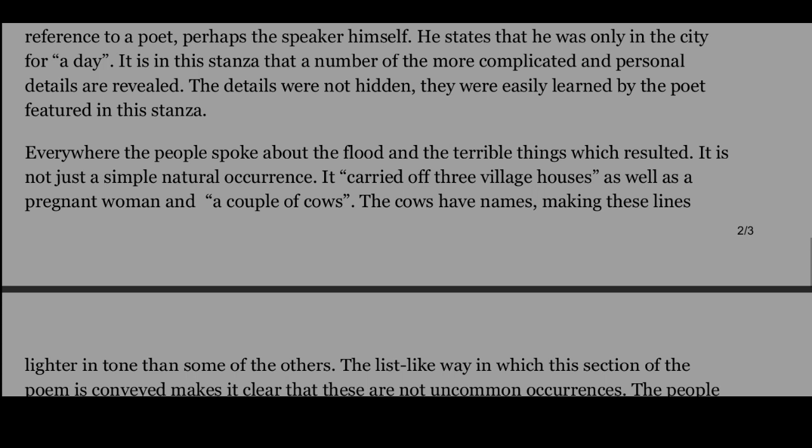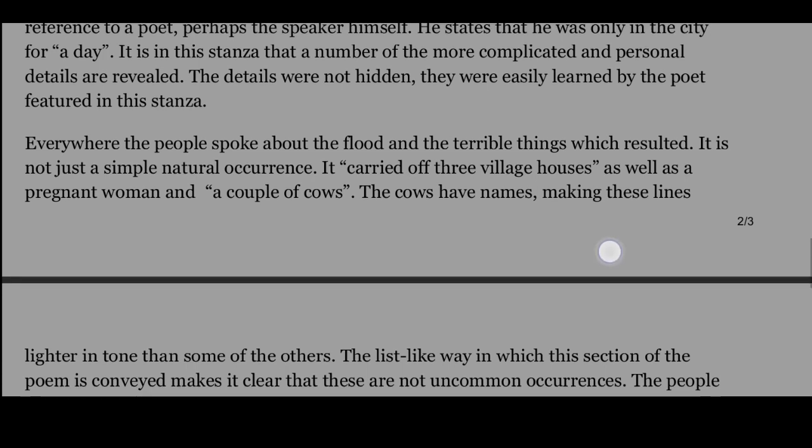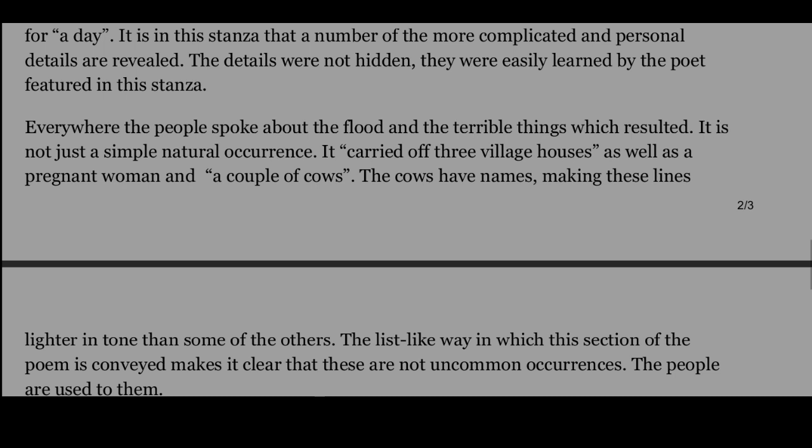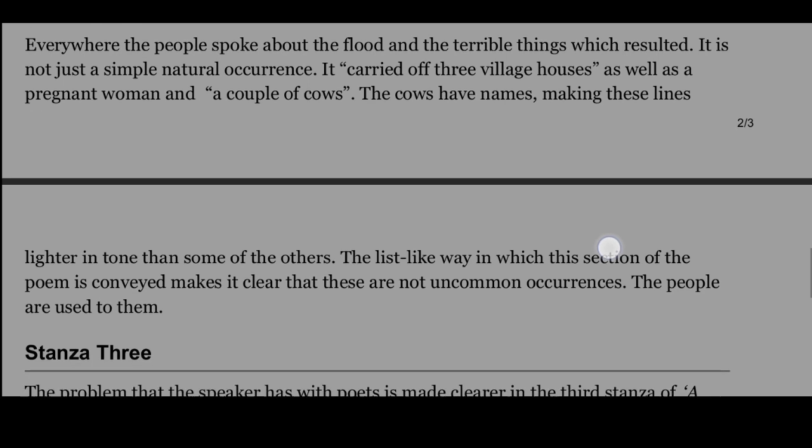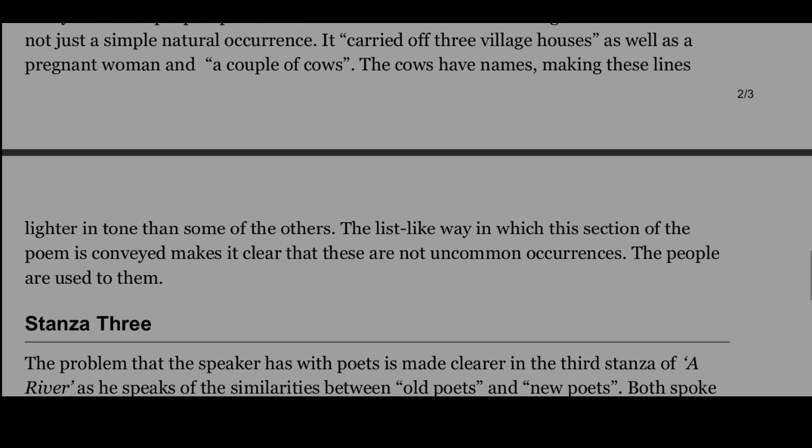He states that he was only in the city for a day. It is in this stanza that a number of the more complicated and personal details are revealed. The details were not hidden; they were easily learned by the poet featured in this stanza. Everywhere the people spoke about the flood and the terrible things which resulted. It is not just a simple natural occurrence.